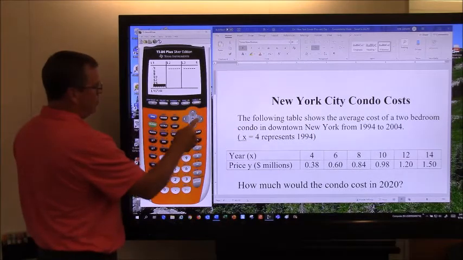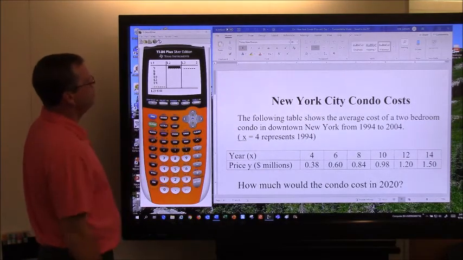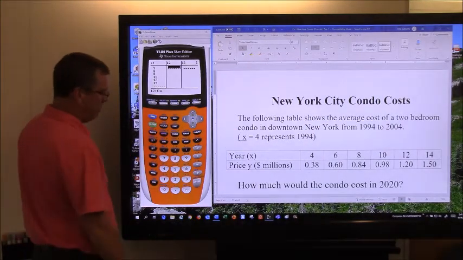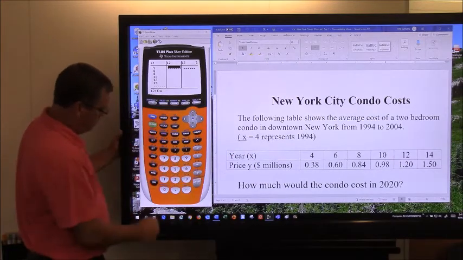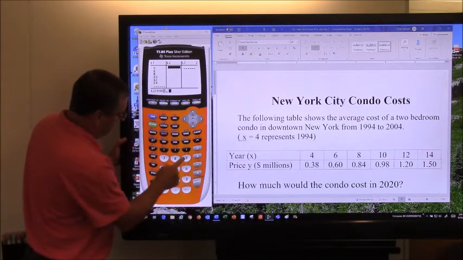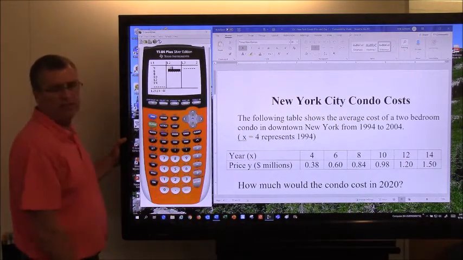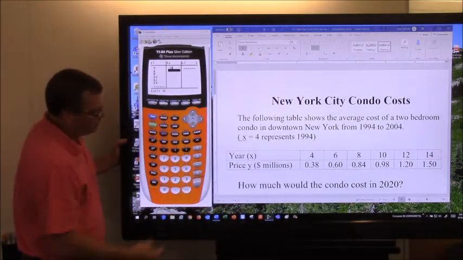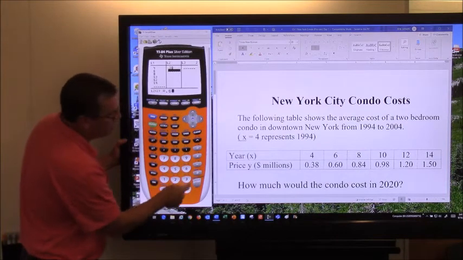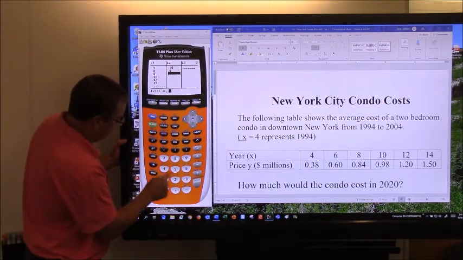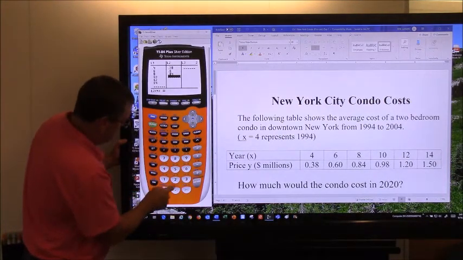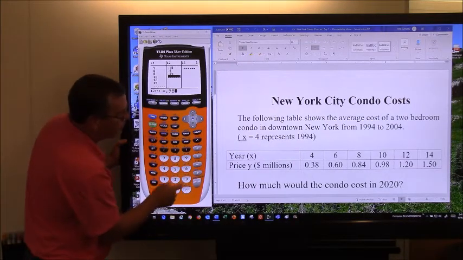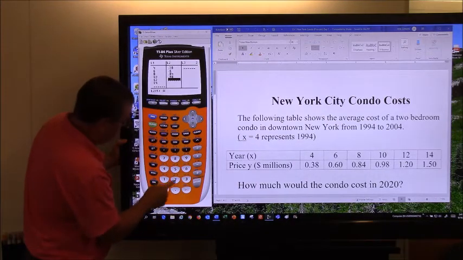Now I'll arrow over to list 2, which will be my y values, and I'm going to punch these numbers in. So 0.38. I don't think you have to hit the 0. If you notice, it didn't put it in there anyway when I hit it. So I could just go 0.6, 0.84, 0.98, 1.2, and 1.5.